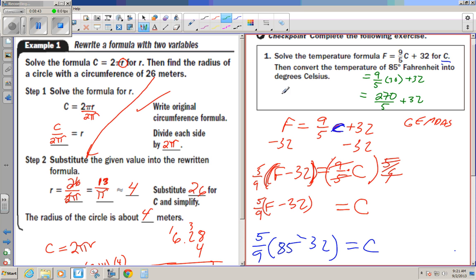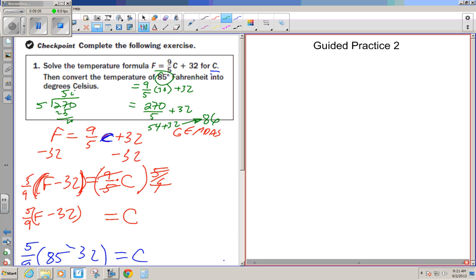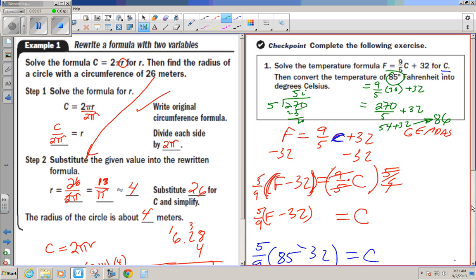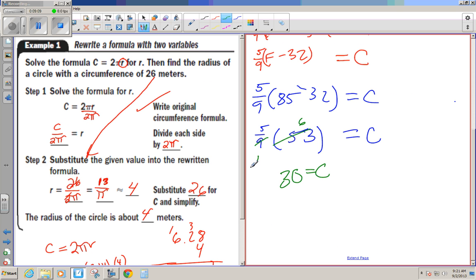Okay, 270. How many times does 5 go into 270? 54. So that's 54 plus 32 gives us 86. That's pretty close for completely guessing what 5/9 of 53 is, that's pretty close.